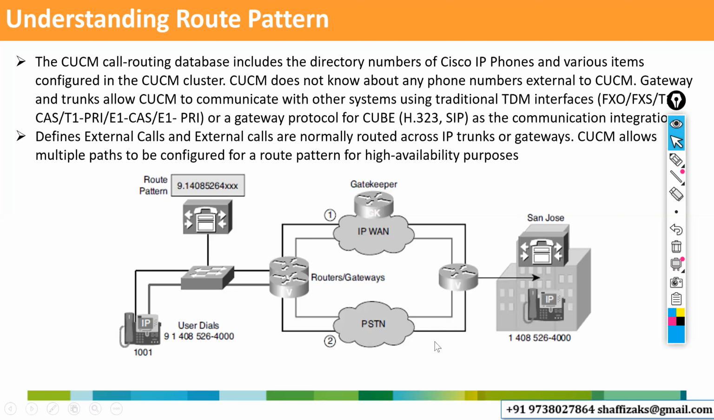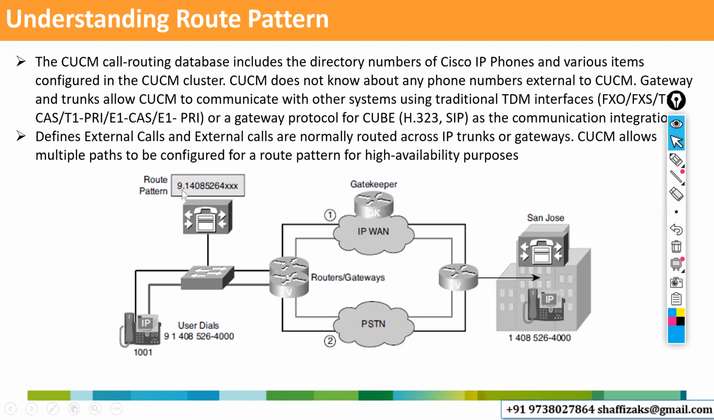See, now this number is 1408, but I'm dialing 9 also: 9 1408 526 4003. This hits the call manager. With this number 91408, we have created one route pattern. Route pattern defines an external call outside the call manager. What is a route pattern? It's an interview question. Route pattern defines that it's an external call. To route outside the call manager, we have to create a route pattern number.